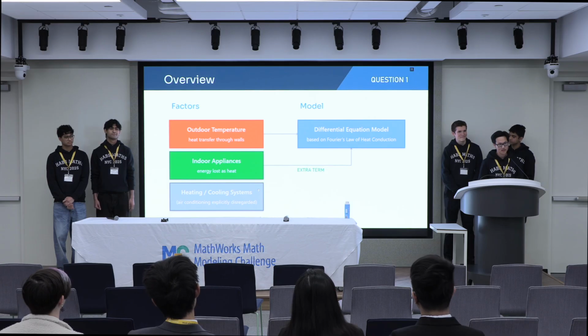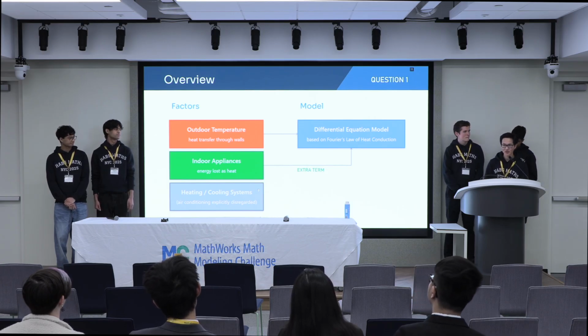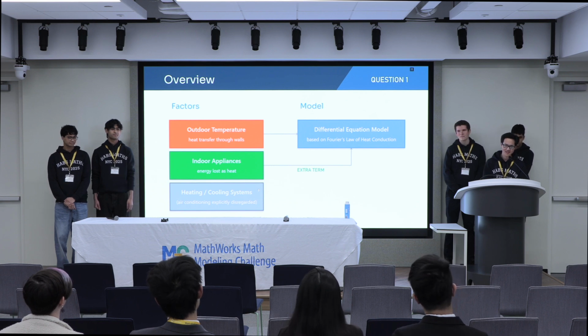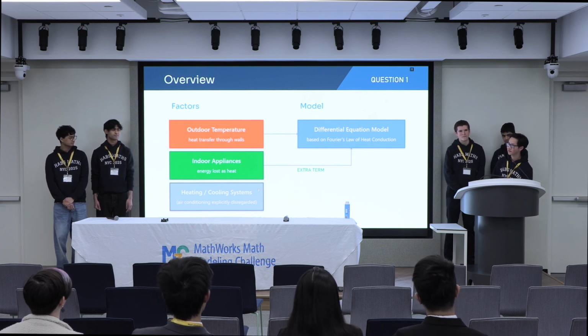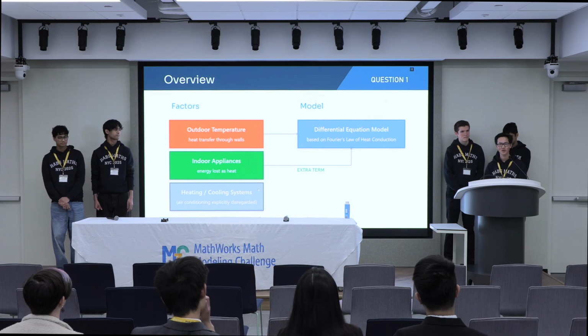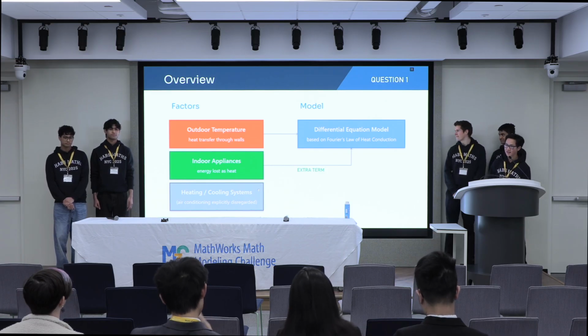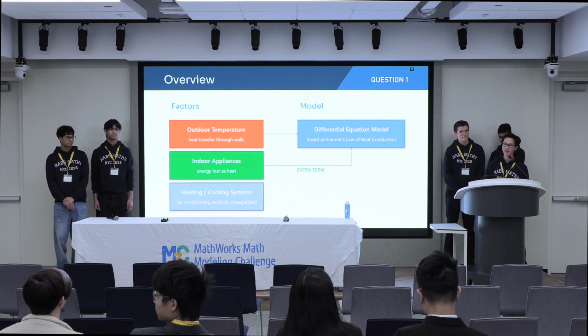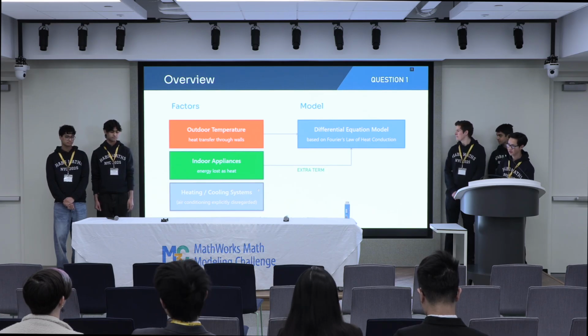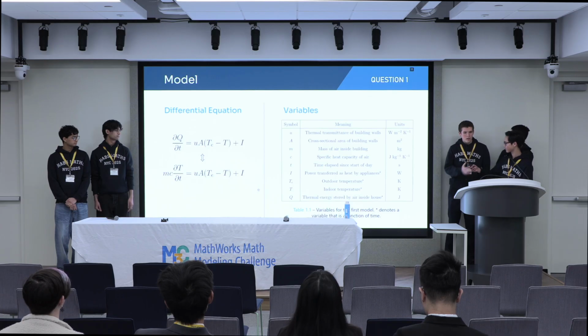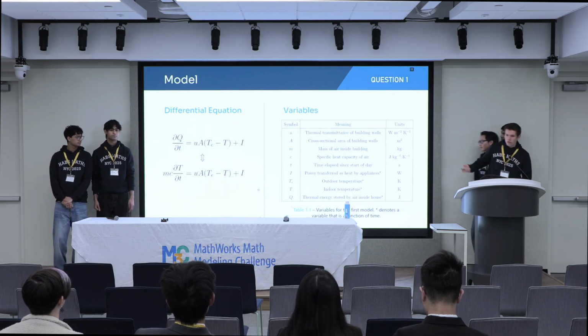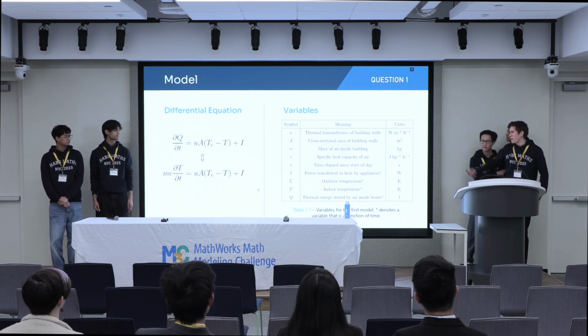Now, when looking at factors, we decided outdoor temperature is the primary factor that influences indoor temperature. And so as avid physics students, we decided to go for a differential equation model based on Fourier's law of heat conduction. We also recognize that indoor appliances can lose energy due to inefficiencies. And this becomes an extra term in our differential equation, which looks like this. So you can see the differential equation here and our table of variables.